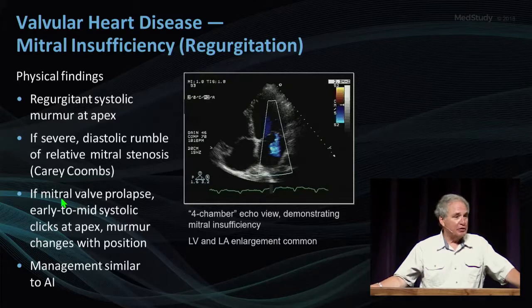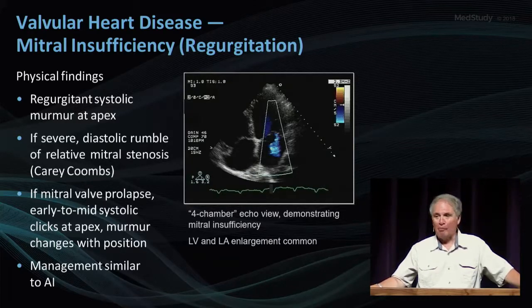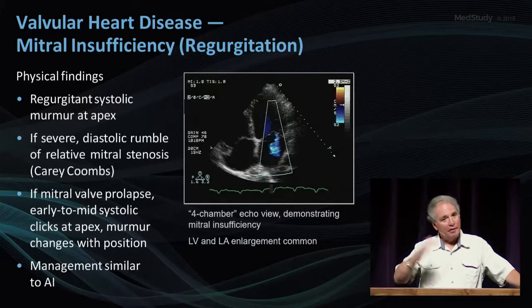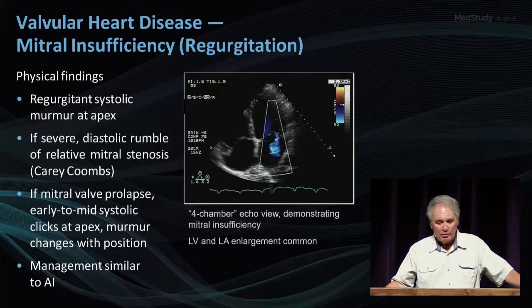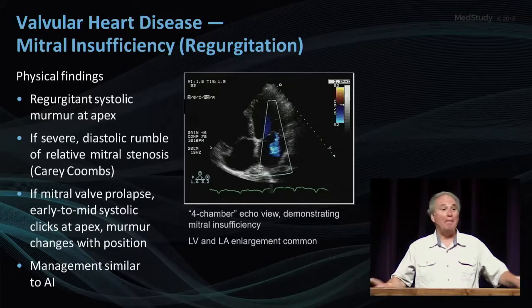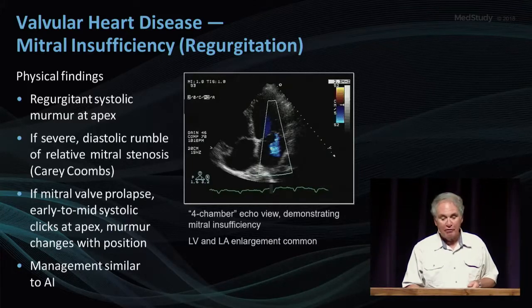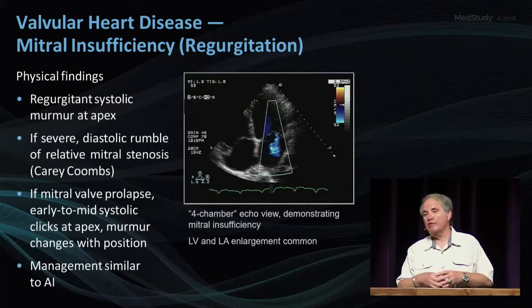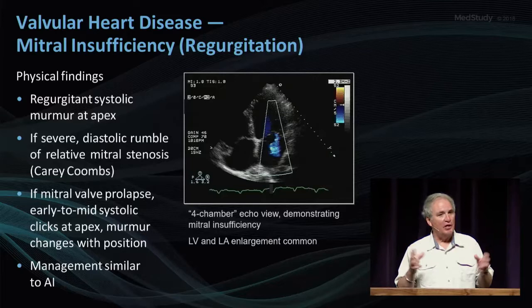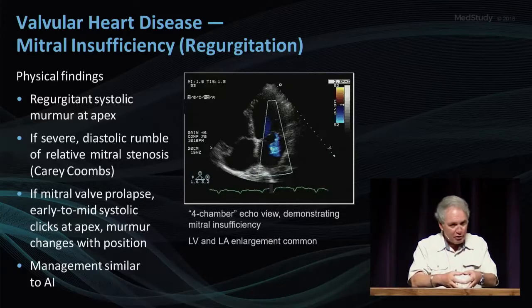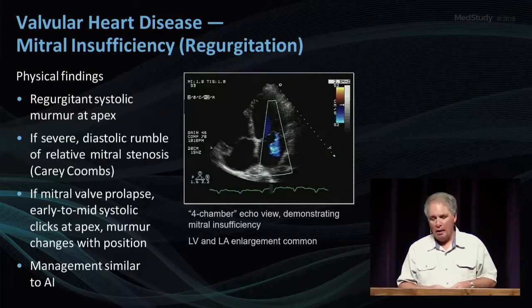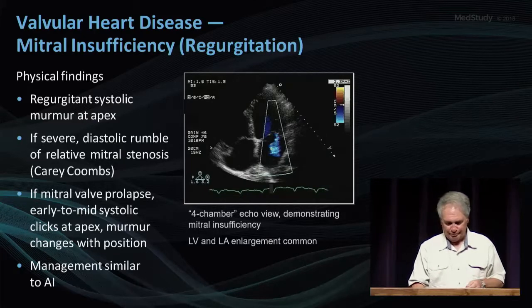If the mitral insufficiency is due to mitral valve prolapse, you may hear clicks, early to mid-systolic clicks, and murmurs that change in location and intensity with changes in position. The management is similar to aortic insufficiency. So symptoms or deterioration of left ventricular size and function mandate intervention, surgical repair of the mitral valve.